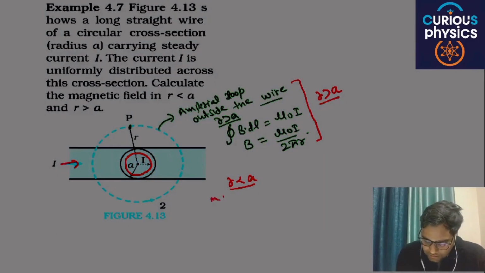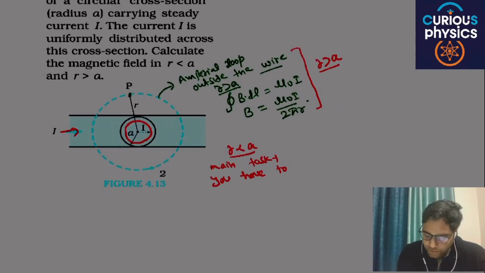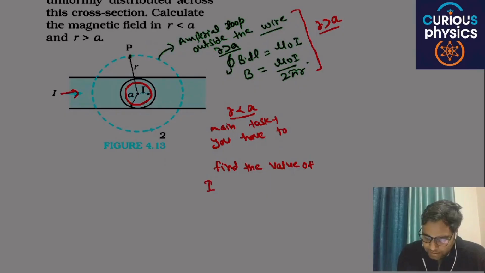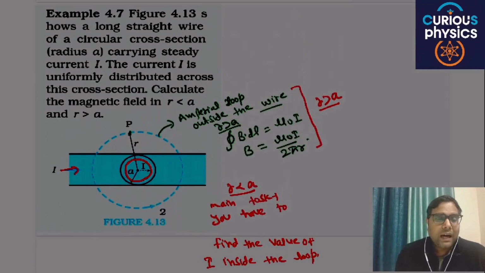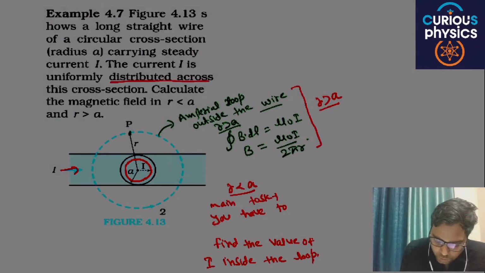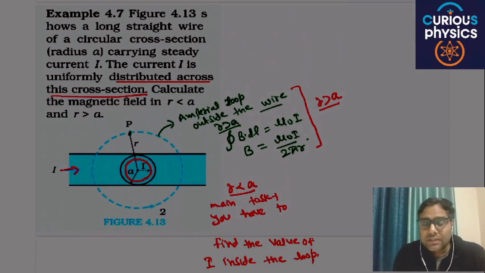Here, what is the main task? The main task is you have to find the value of I inside the loop. And one thing is also given in the question: the current I is uniformly distributed across this cross section. Are you able to understand my point or not? This I is uniformly distributed across this cross section.